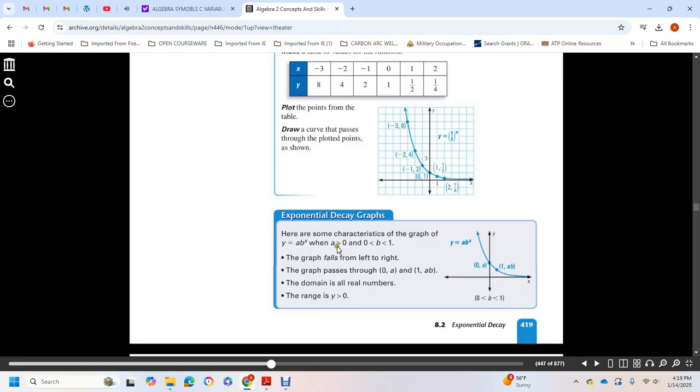Exponential decay graphs. Here are some characteristics of graphs of y equals a times b to the x, where a is greater than 0 and b is greater than 0 but less than 1. The graph falls from left to right. The graph passes through (0, a) and (1, ab). The domain is all real numbers, and the range is y greater than 0.